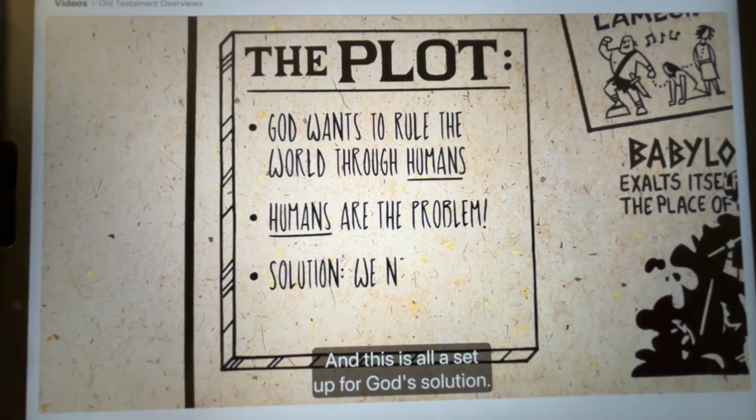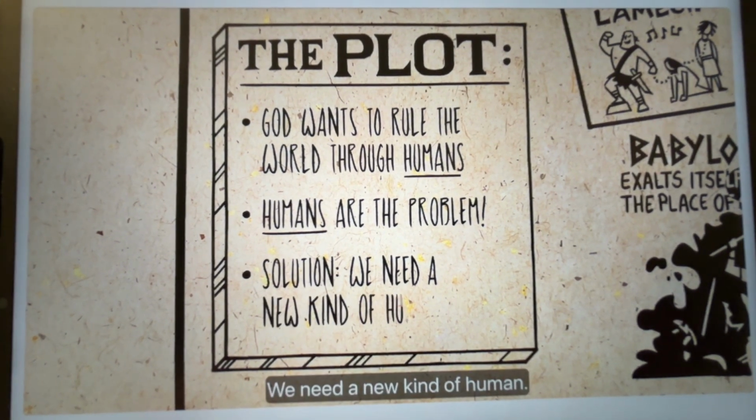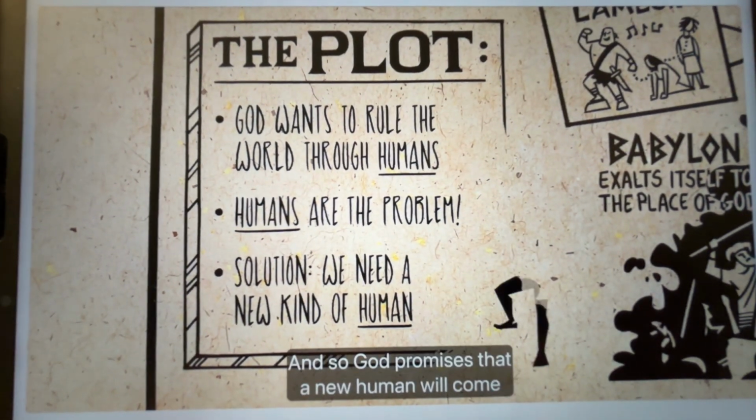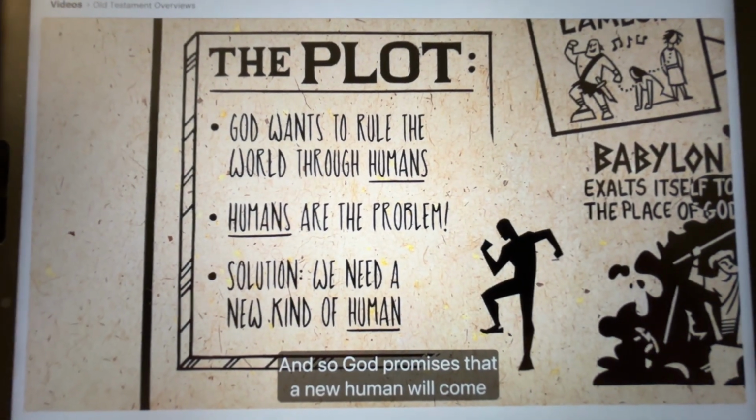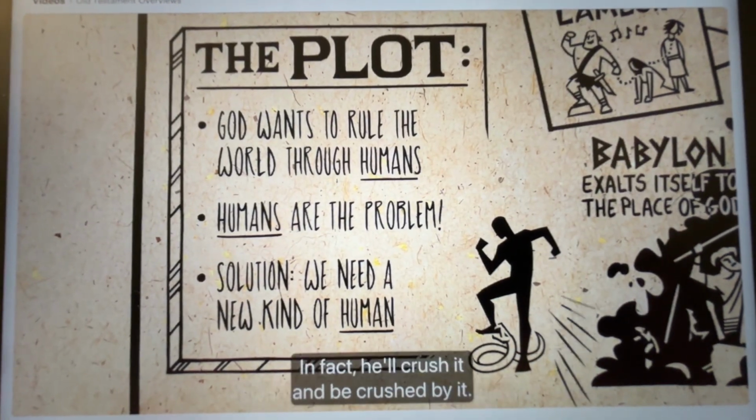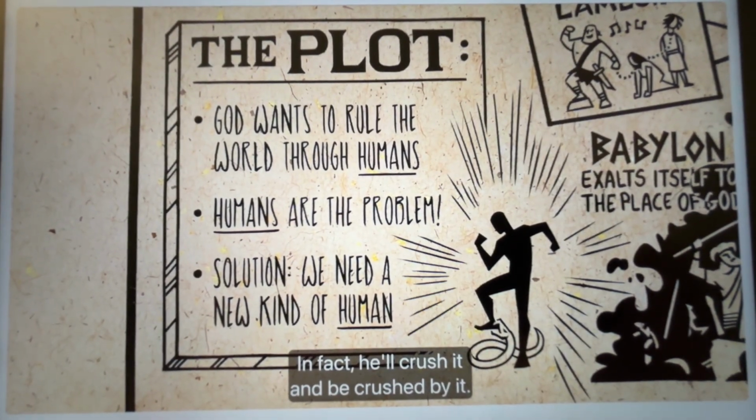And this is all a setup for God's solution. We need a new kind of human. And so God promises that a new human will come who won't give in to the snake. In fact, he'll crush it and be crushed by it.